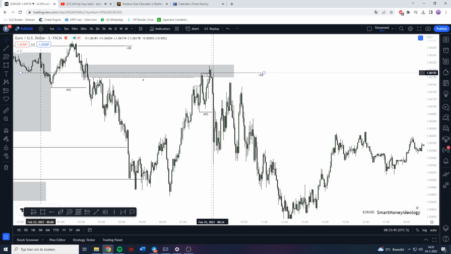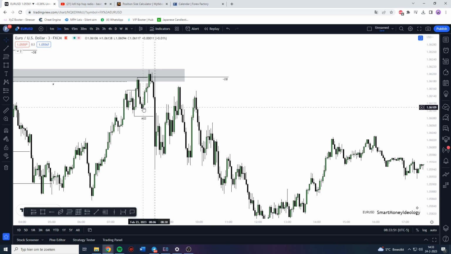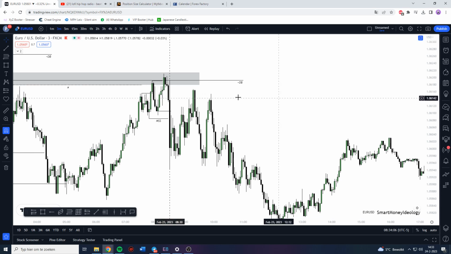So my first entry was here, right? Then we broke down, and I saw on the 3 minute that this here is a nice breaker block, right? Why? Well, because we have a low, we have a high, a low, and a higher high, and then we broke down. So this is a bearish block. So when price was dropping, I had my first position here. Then when we broke below this low, I took my second entry.